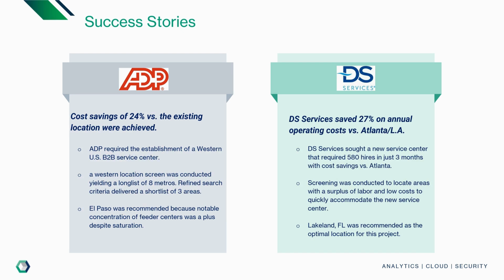For ADP's new business-to-business service center in the Western U.S., despite labor market saturation, El Paso rose to the top due to its geographic concentration of complementary operations. This location achieved 20% lower cost than the previous facility. And for DS services, the town of Lakeland, Florida, was recommended as it could accommodate their need to rapidly hire 580 new staff within 3 months, while saving 27% annually on operating costs compared to their previous Atlanta and LA locations.